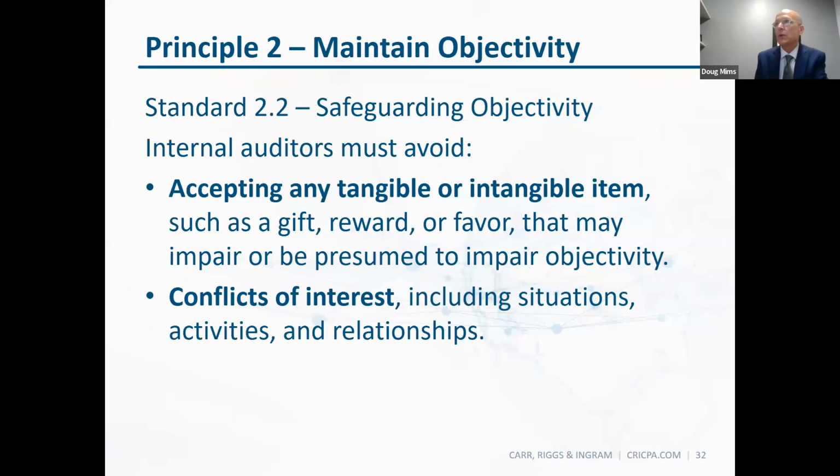Standard 2.2 requires the safeguarding of objectivity. In order to do that, internal auditors should avoid accepting any tangible or intangible item from an auditee. They should also avoid conflicts of interest, including situations, activities, and relationships. So you need to remain objective, don't take any gifts and things of that nature, tangible or otherwise, and avoid conflicts of interest. And that's not necessarily monetary, it could be personal as well.